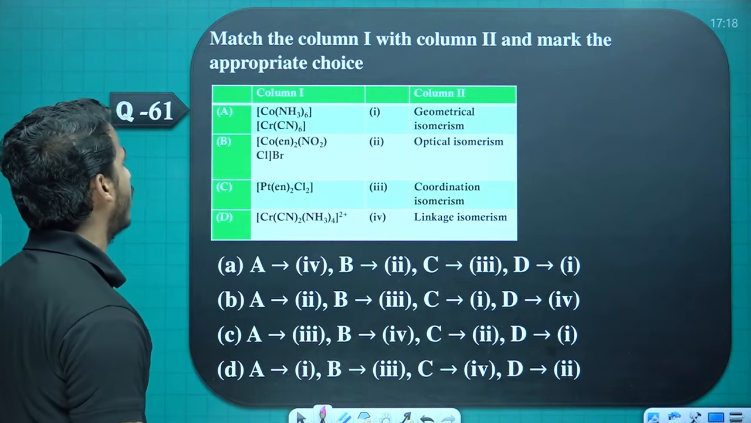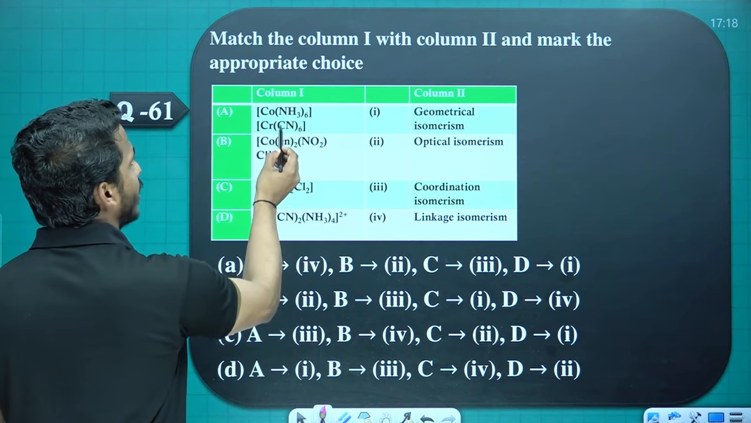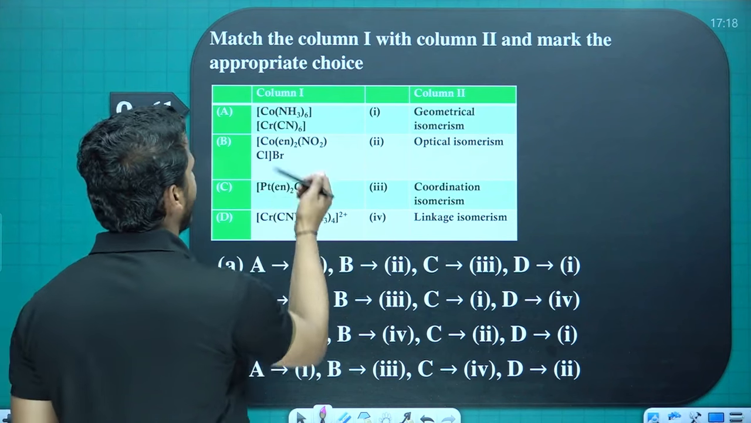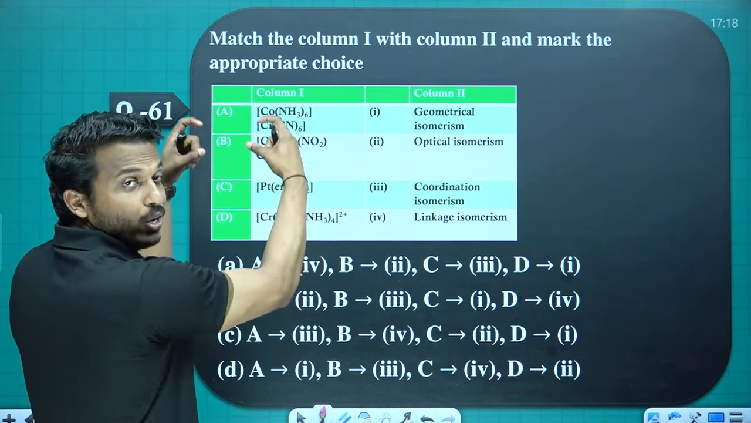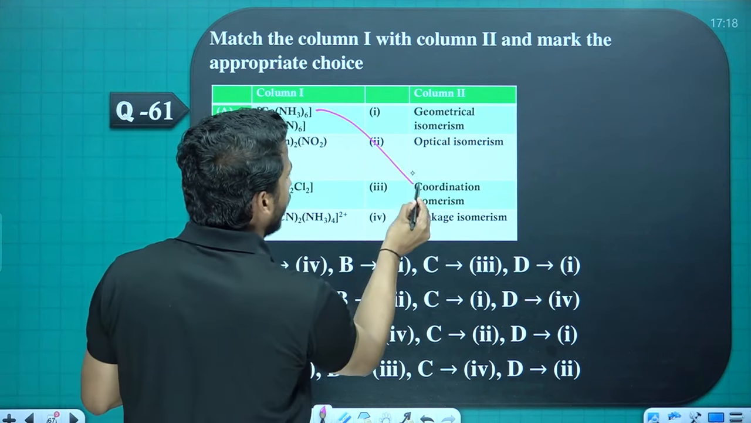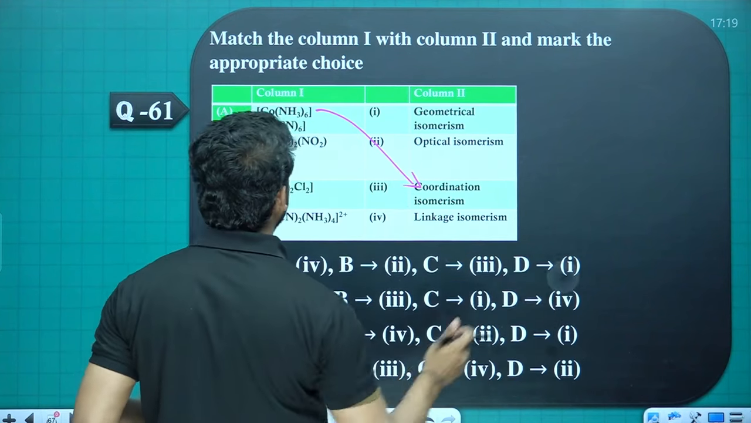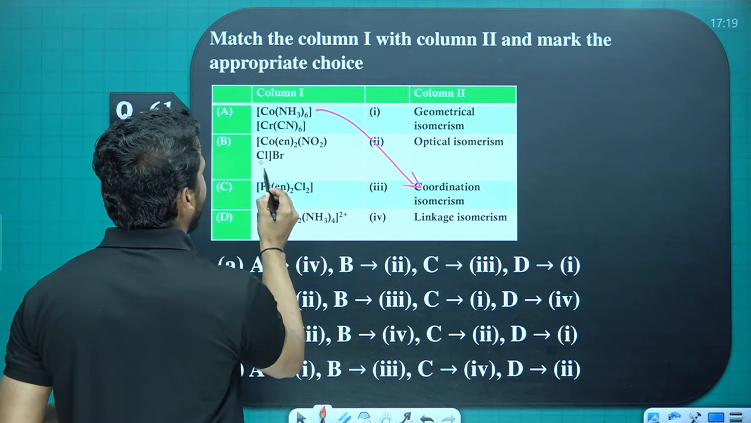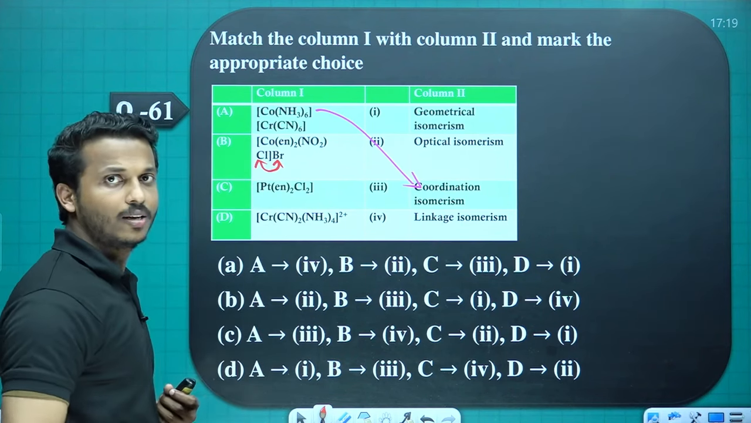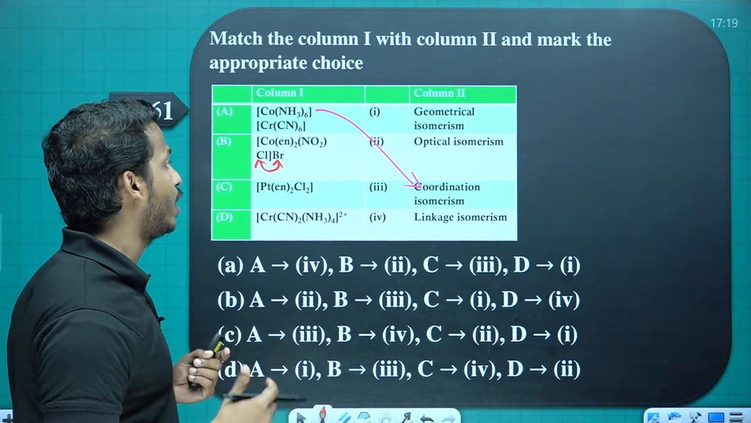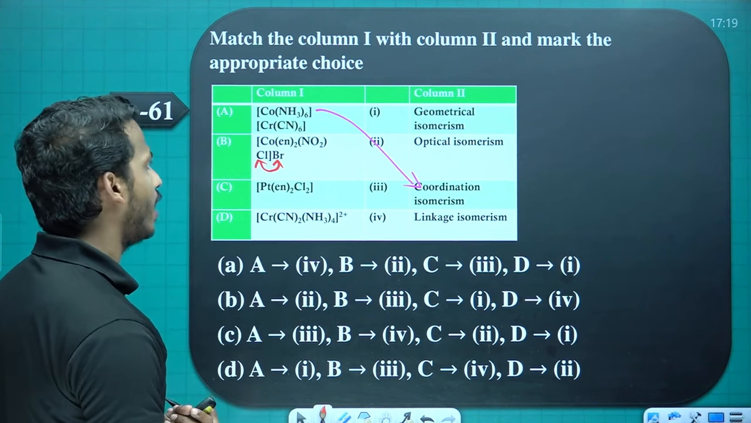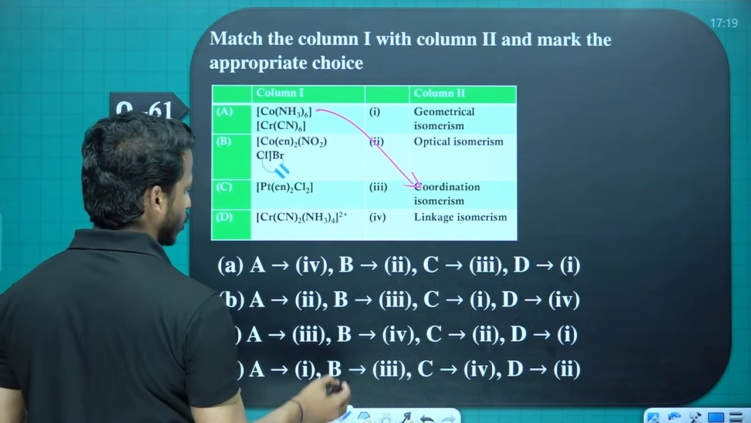Match column 1 with column 2. All of you carefully notice. This column 1, which isomerism is this? You can clearly notice that 2 coordination spheres are given. 2 coordination spheres mean coordination isomerism. Then the second one is given NO2, Cl, Br. You know, Cl and Br can interchange, right? They can show ionization isomerism. But ionization isomerism, I think, is not given here. Okay, let us go with another.